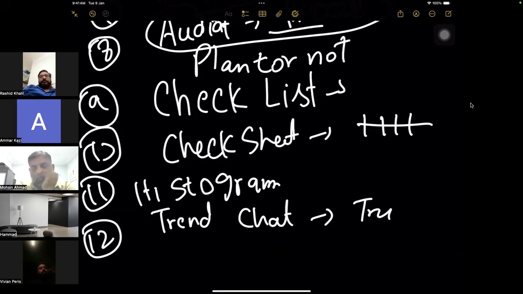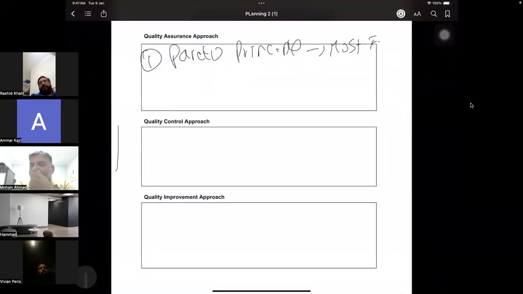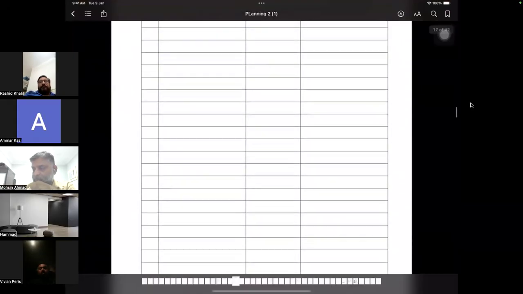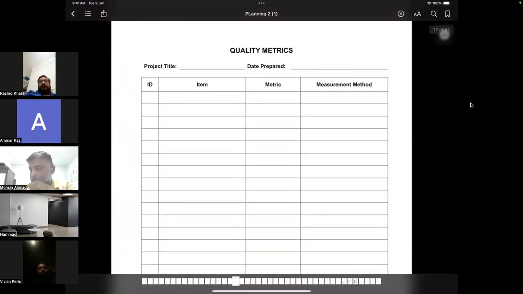Okay, let's go back to our main thing. So we were discussing quality. After quality, we have quality metrics. Quality metrics, also known as KPI metrics, key performance indicator metrics. What are the things that we are going to measure in our project? It is the KPI metrics, or key performance metrics, that we use for that.